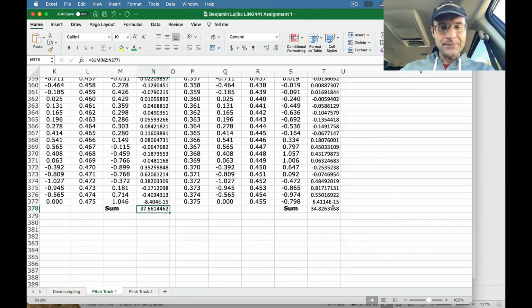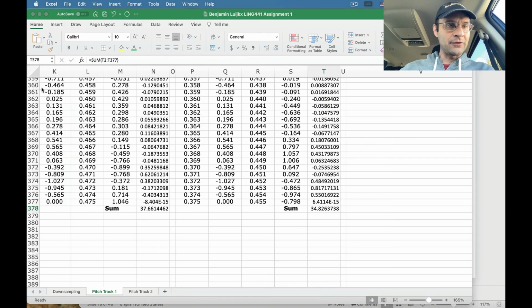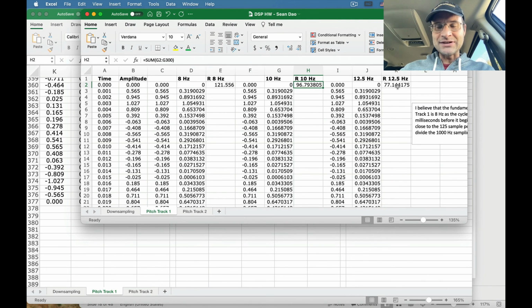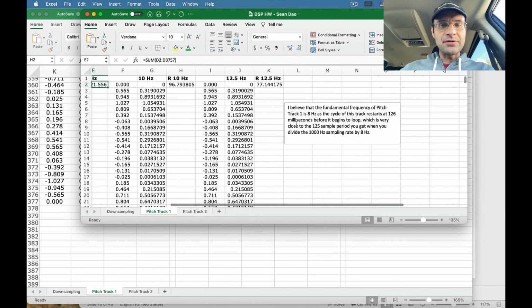So in the correct way of doing it, there were about 37 and 34 for 10 hertz and 12.5 hertz. Here he gets 96 and 77. So they're much bigger than they were before, but they're still not as big as the 8 hertz frequency option. So he got the right answer in that sense.